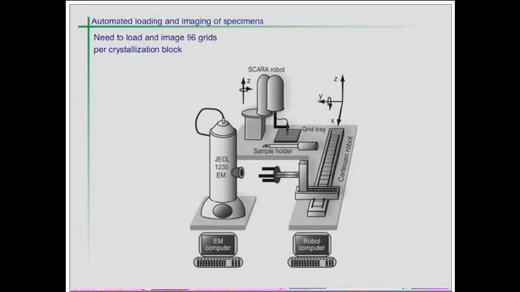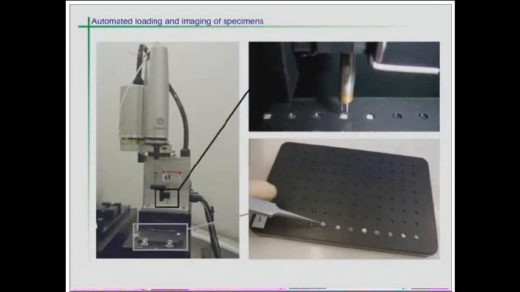This SCARA robot can rotate, has several axes of rotation, so it can do all sorts of movements, and is the robot that is in charge of picking up the specimen, picking up the grid and putting it on the sample holder. And this Cartesian robot is very simple but very stable. It will pick up that holder, bring it here, and just insert it into the microscope.